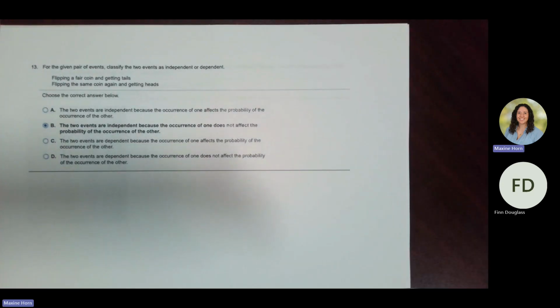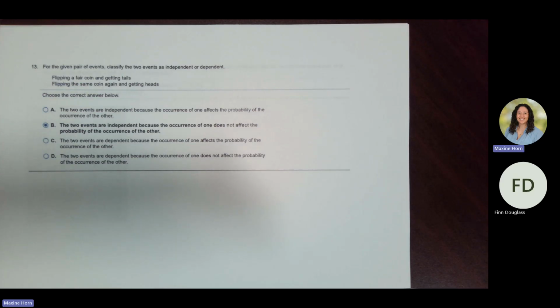So for the given pair of events, classify the two events as independent or dependent: flipping a fair coin and getting tails, and flipping the same coin again and getting heads. You can see here, they're saying that they're independent because the occurrence of one does not affect the probability of the occurrence of the other.